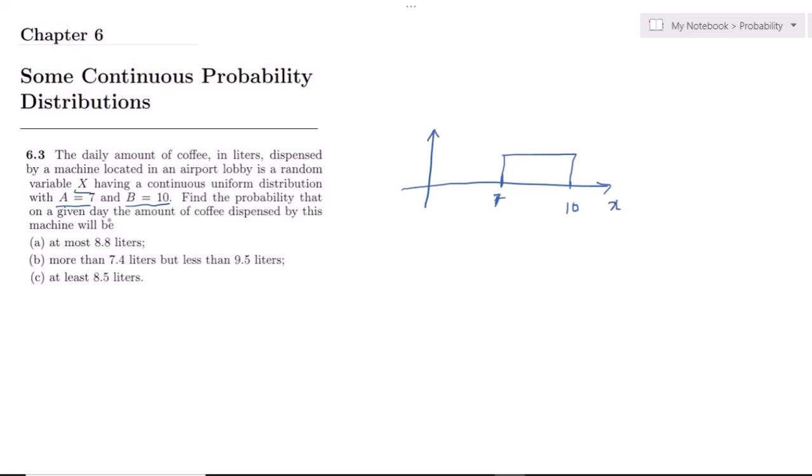Find the probability that on a given day the amount of coffee dispensed by this machine will be A, at most 8.8 liters, B, more than 7.4 liters but less than 9.5 liters, and C, at least 8.5 liters. So we have to find the required quantities.